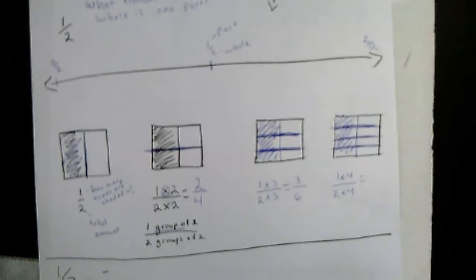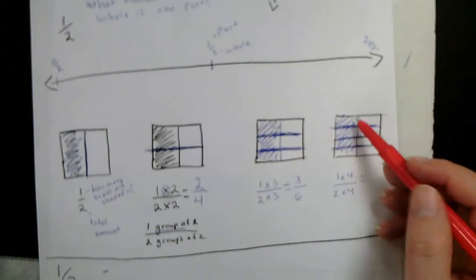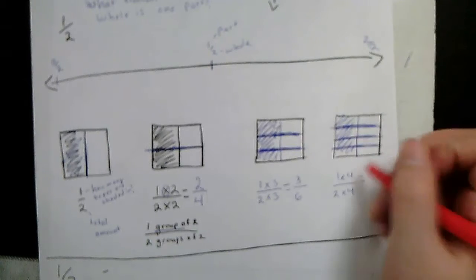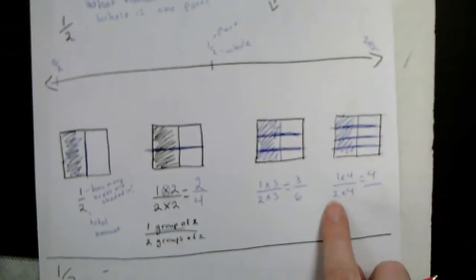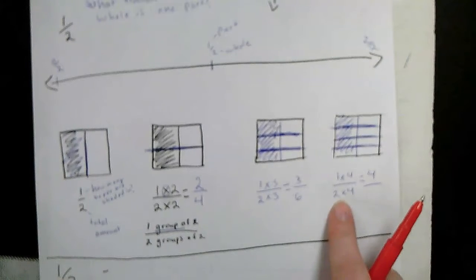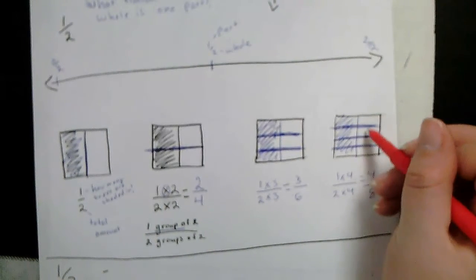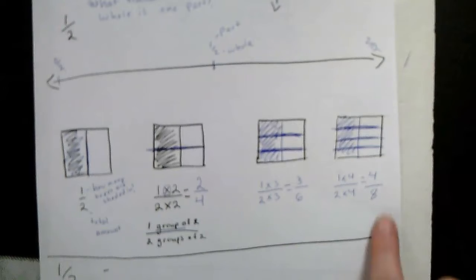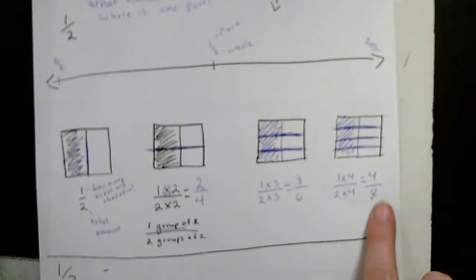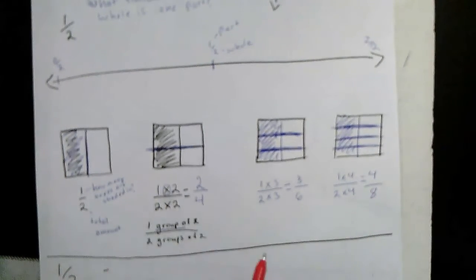And then when I do the math for this, I'm thinking, well, how many shaded in pieces do I have? Well, I have one group of 4, so I have 1, 2, 3, 4 shaded in parts. And then how many total boxes do I have now that make up my whole? Well, that would be 8, because I have 1, 2, 3, 4, 5, 6, 7, 8. And then I get 4/8, and 4/8 is the same thing as 3/6, 2/4, and a half.